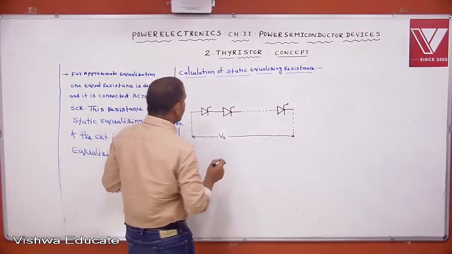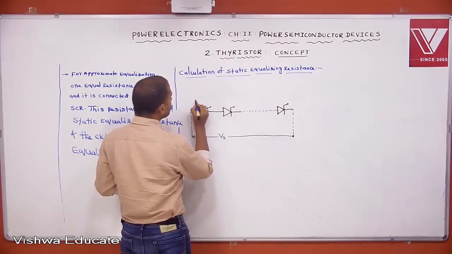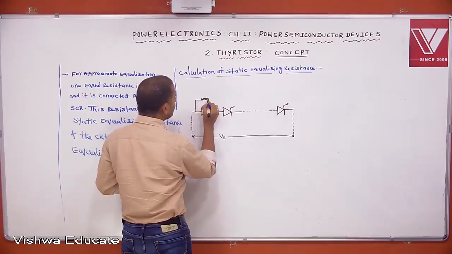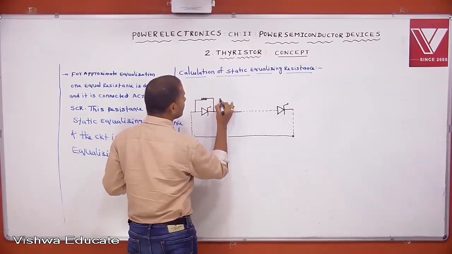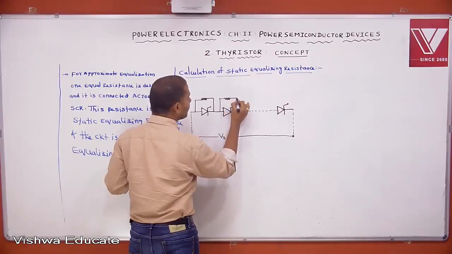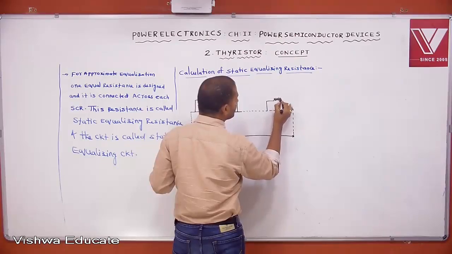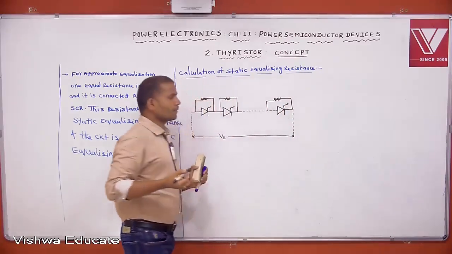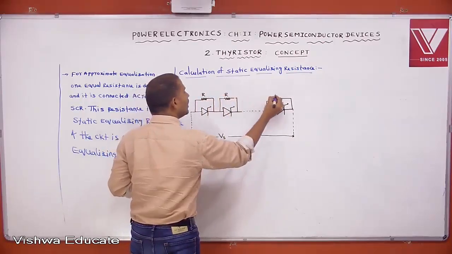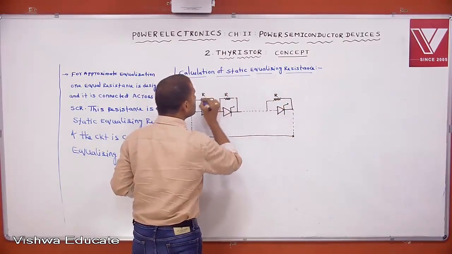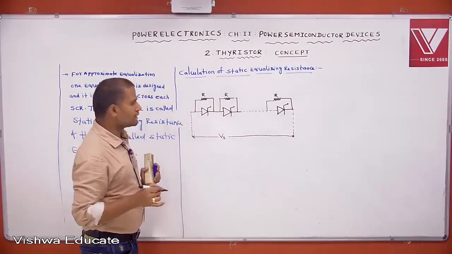Then for approximate equalization across each SCR, one equal value of resistance we are connecting. Let this be R and this is also R, and this R we want to design. This circuit is called the static equalizing circuit and the resistance is called static equalizing resistance.